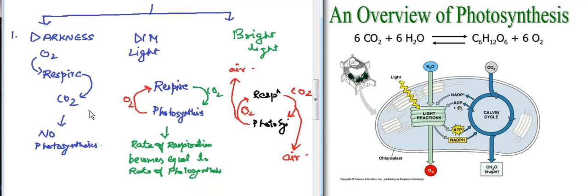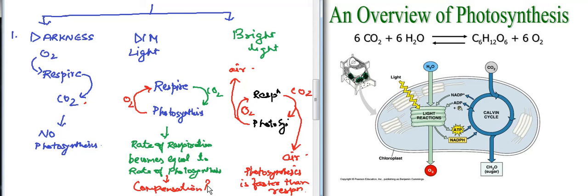So simply we can say here that the rate of photosynthesis is faster than respiration. This condition is called the compensation point. Compensation point. So here we have discussed how respiration and photosynthesis are interlinked.